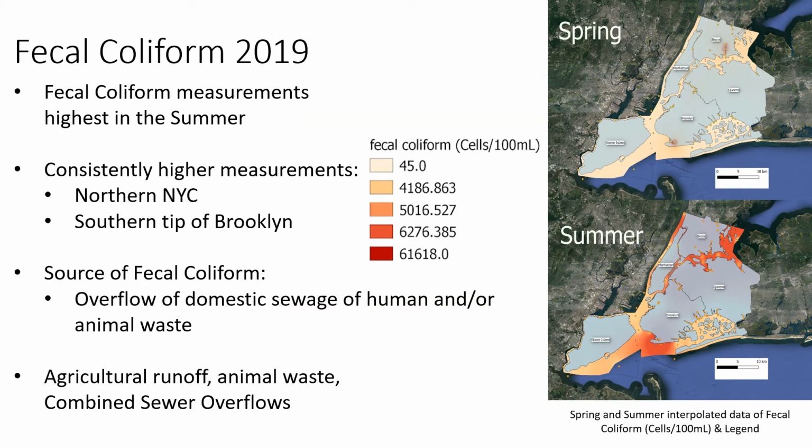Fecal coliform originates from human and animal waste, which can enter urban watersheds directly from runoff, from wastewater treatment plant outflows, and from combined sewer overflows, particularly during high precipitation events. This is problematic because fecal matter is nutrient-dense and can stimulate algae growth, resulting in eutrophication. Fecal coliform measurements in the interpolation show high values in the summer. Spring, fall, and winter months were nearly identical in having low values in comparison to summer months. High values were observed in northern New York City and the southern tip of Brooklyn.